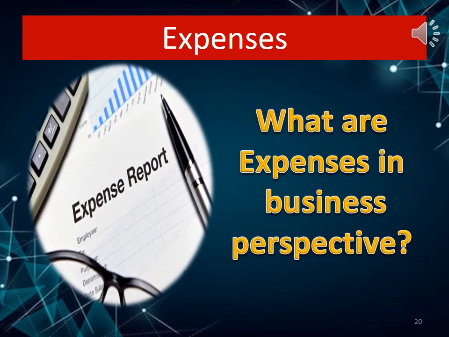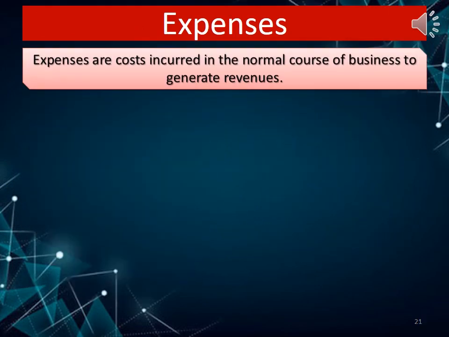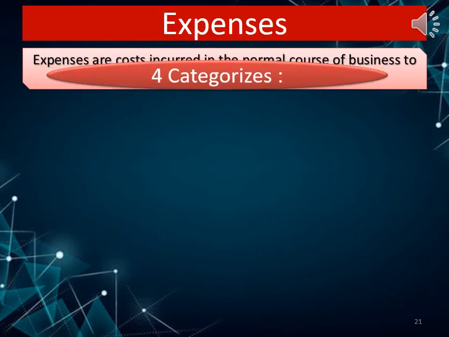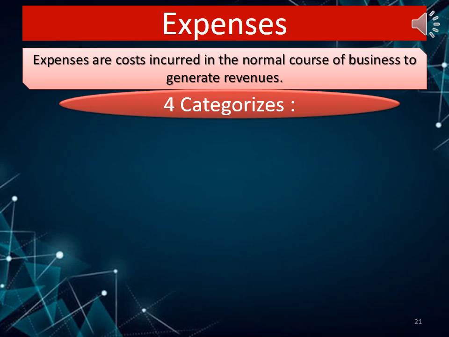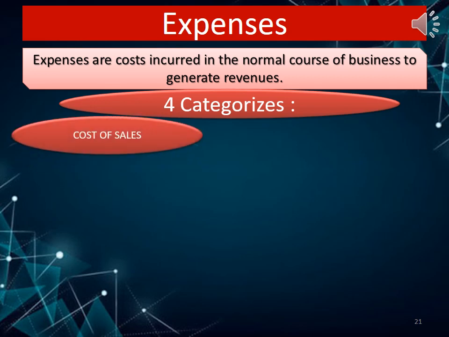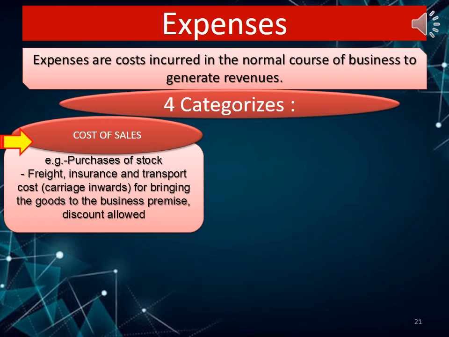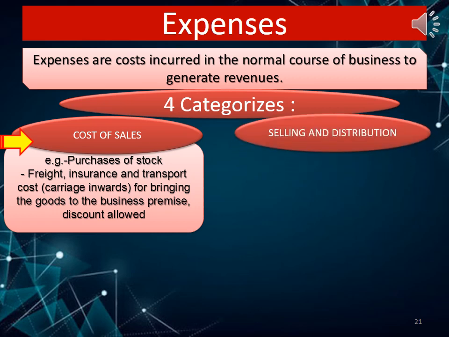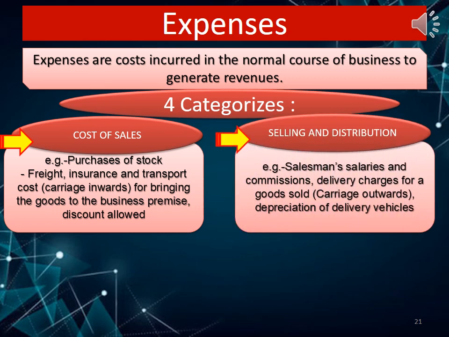Expenses from a business perspective. Expenses are costs incurred in the normal course of business to generate revenues. Expenses can be categorized into four main categories. First, cost of sales. For examples, purchase of stock, freight, insurance, and transport cost, carriage inwards, for bringing the goods to the business premises, and discount allowed. Second, selling and distribution. Examples are salesmen's salaries and commissions, delivery charges for goods sold, carriage outwards, and depreciation of delivery vehicles.